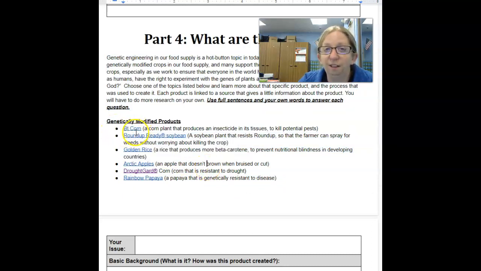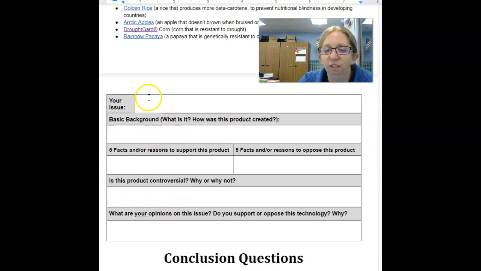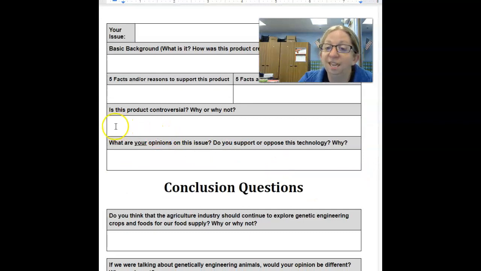The websites that I have linked will tell you a little bit. It just basically gives you a little basic background, but you're going to talk a little bit about what the issue is or what the plant is, how this product was created, 5 reasons to support it, 5 reasons to oppose it. Is it controversial? Do people care a lot about this? Why or why not? And then what are your opinions?